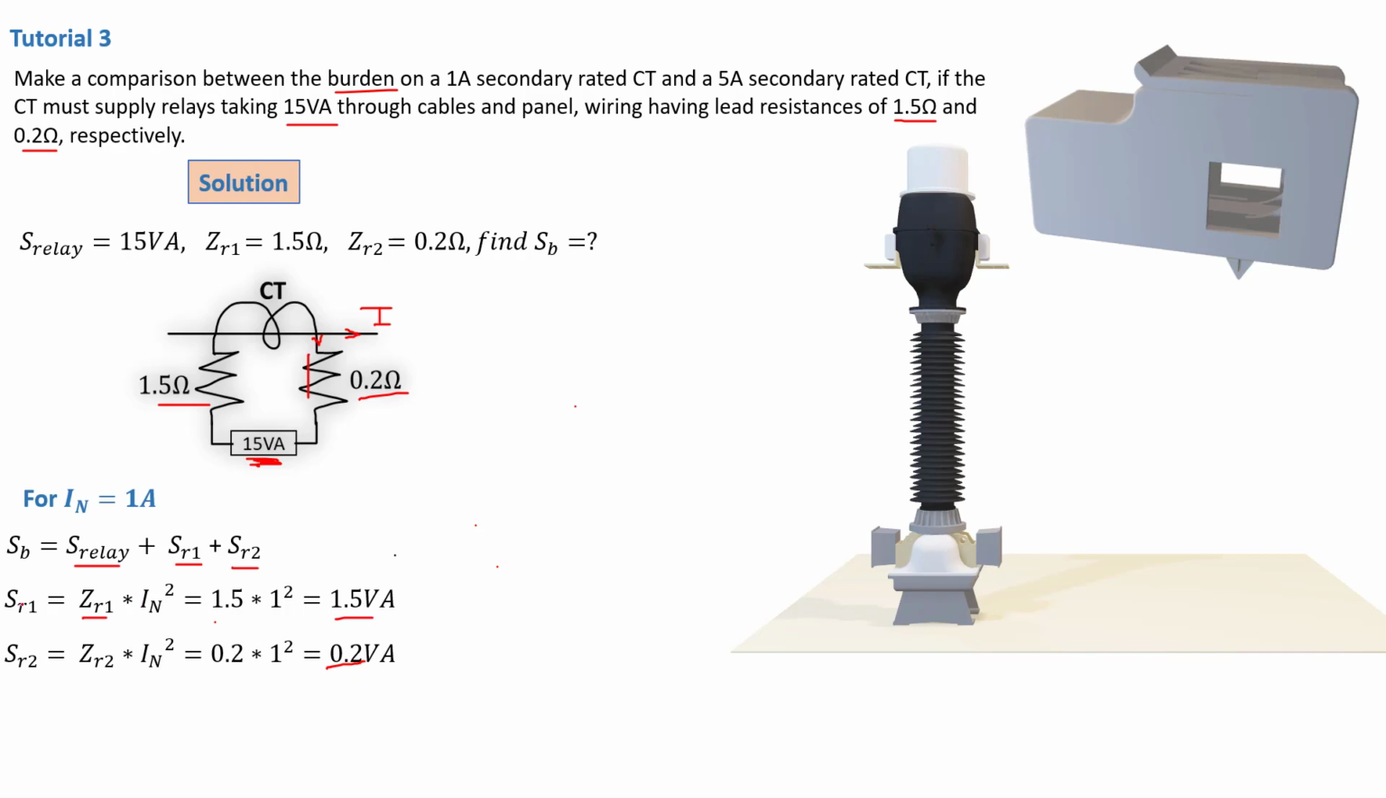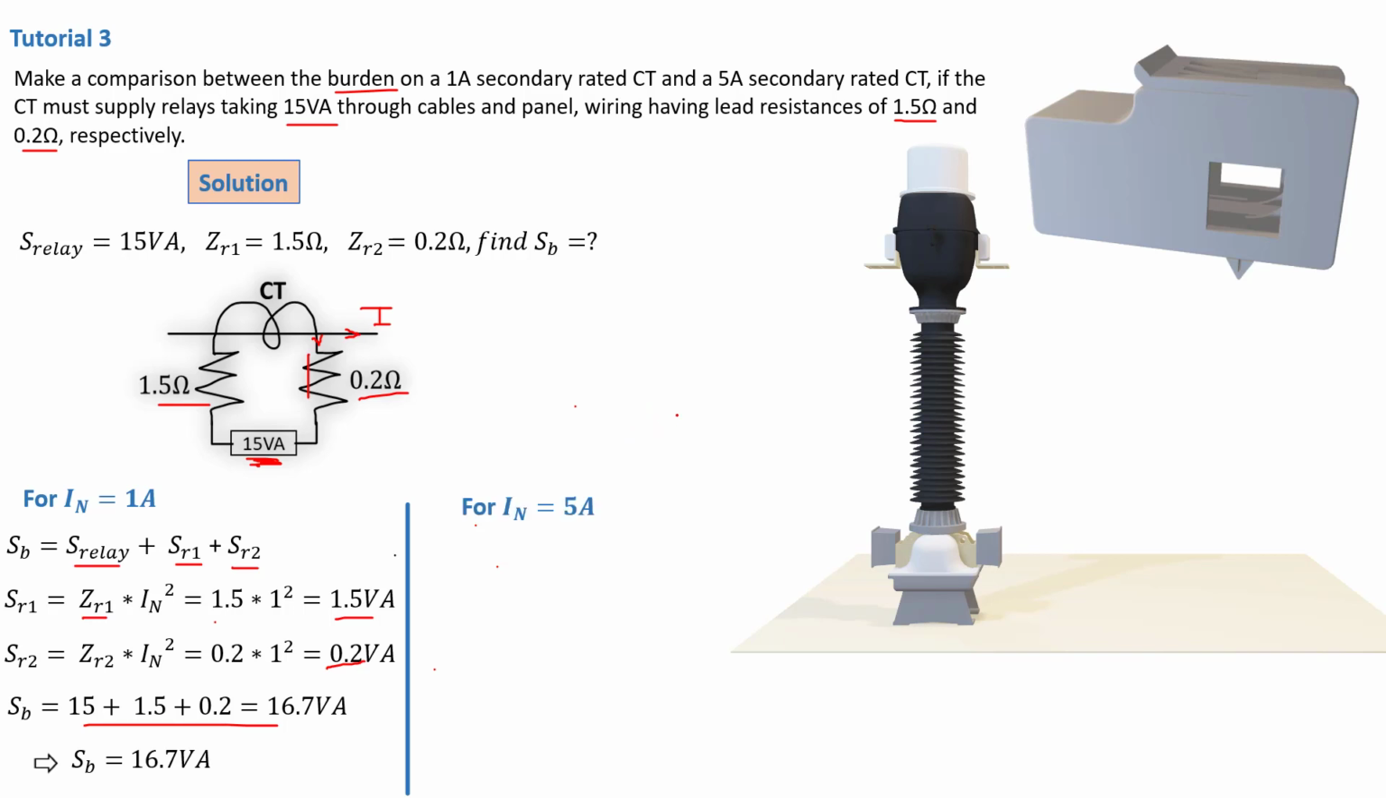Now we have S of resistor 1, S of resistor 2. The next thing to do is basically just to add everything together like this, and then we have 16.7 volt ampere. So SB is equal to 16.7 volt ampere for a CT rated at 1 amp nominal. Okay, so now we move on to the second one. From here, you already can see that we're just going to repeat exactly the same procedure, but this time using a 5 amps current. Stick around so that you can see how we're going to do it.